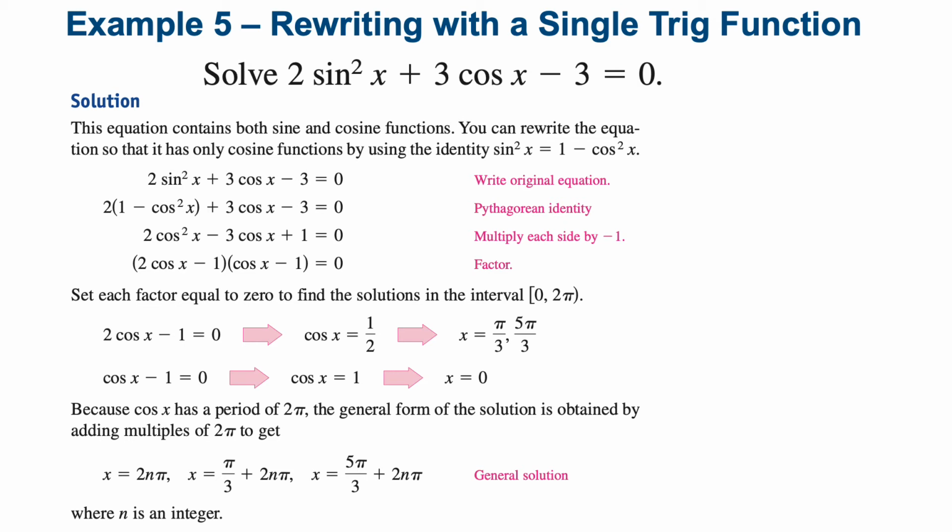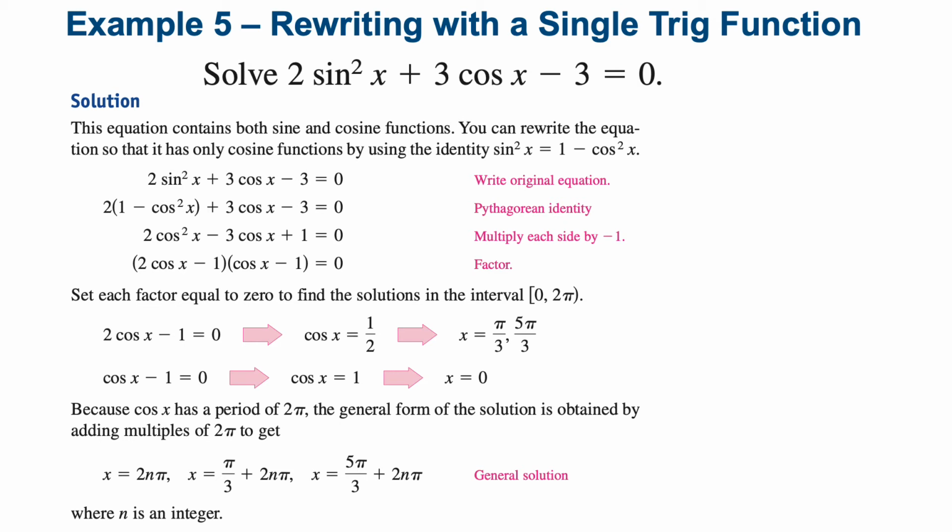So now I set each factor equal to 0 and solve. So 2 cosine of x minus 1 is equal to 0 gives me cosine of x is equal to 1/2, because I add 1 to both sides and divide by 2. And where does cosine x equal 1/2 on the unit circle from 0 to 2 pi? Well, it equals 1/2 at pi over 3 and 5 pi over 3, right? Quadrants 1 and 4. Then we have cosine of x minus 1 is equal to 0, which implies that cosine of x equals 1, right?